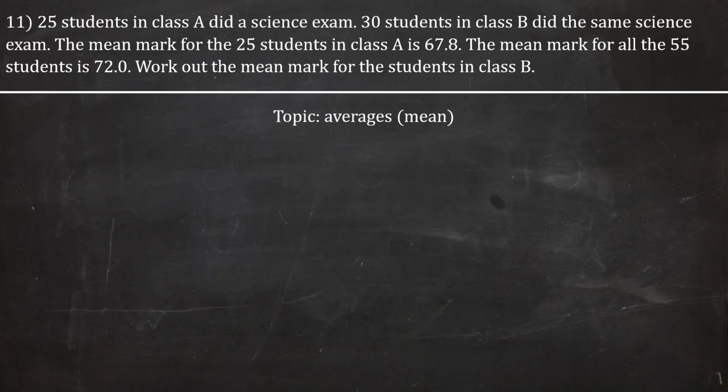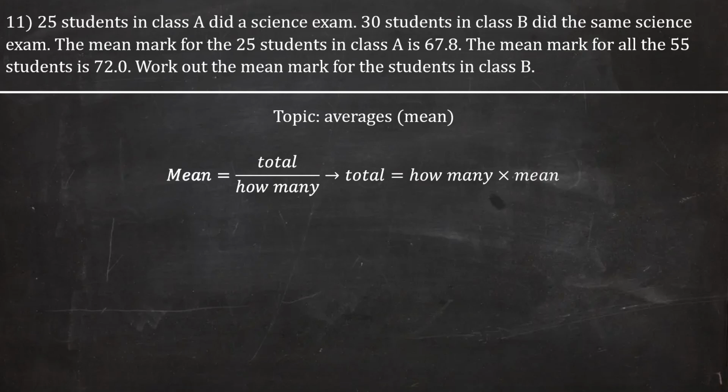First, before we even start, let's remember that mean is the same thing as the total when you add up what you're looking for divided by how many data points. And you can rearrange this to get that the total is how many data points you have times the mean. We're going to use this quite a bit in this question. So let's go. Let's find the total of A first.